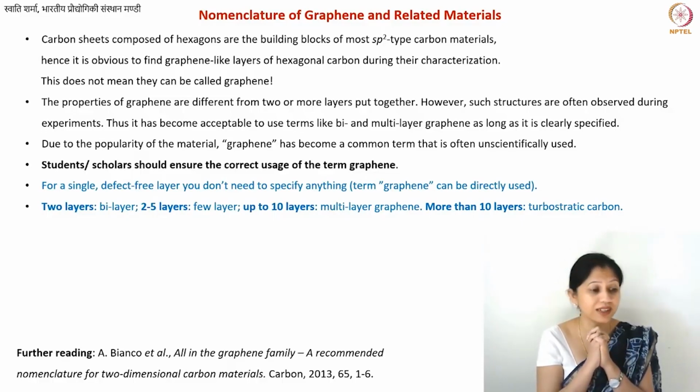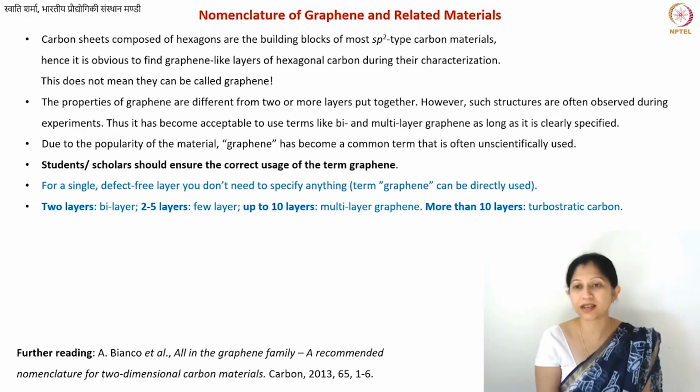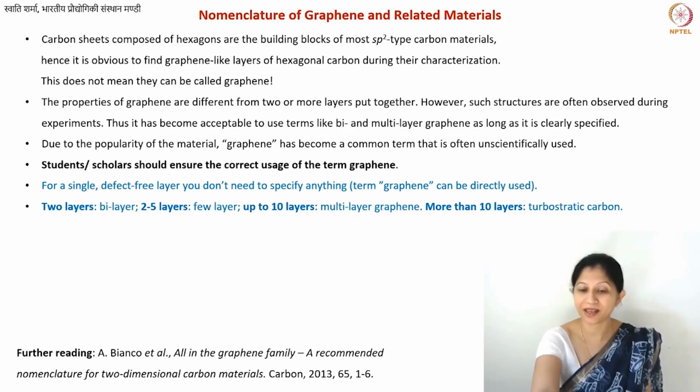If you have more than 10 layers of graphene, then the material should not be called graphene. It should be called a turbostratic carbon material, turbostratic because of the turbostratic arrangement of the sheets. If you have more than 10 layers, then you're not talking about a 2D material, you're actually talking about a 3D material, even if it is in powder form. So in that case, you should just call it turbostratic carbon, irrespective of the defects.